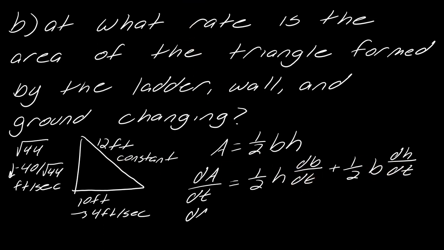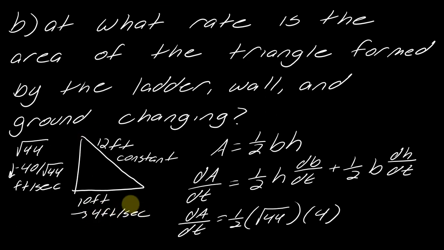I want to figure out how the area is changing, i.e. I want to figure out dA/dt. I know what the h is: the square root of 44. My dB/dt, that's this right here, talking about the base. Then taking my 1/2 times the base, which was 10, and multiplying that by my dH/dt, this rate right here, that's -40 over the square root of 44. Now those are all the pieces that would get me to my answer, and that comes out to be some decimal. I'm not too worried about the decimal.